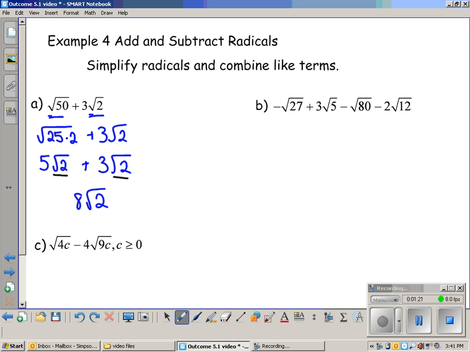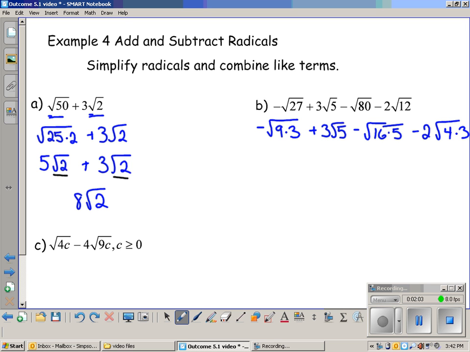Part B. Again, we need to simplify into simplest terms first. So negative square root of 27. 27 can be rewritten as 9 times 3, where 9 is our perfect square, plus 3 root 5 is already in simplest terms. Take away the square root of 80. 80 can be rewritten as 16 times 5. 16, of course, is a perfect square. Take away 2 times the square root of 12, which can be broken into the perfect square 4 times 3.